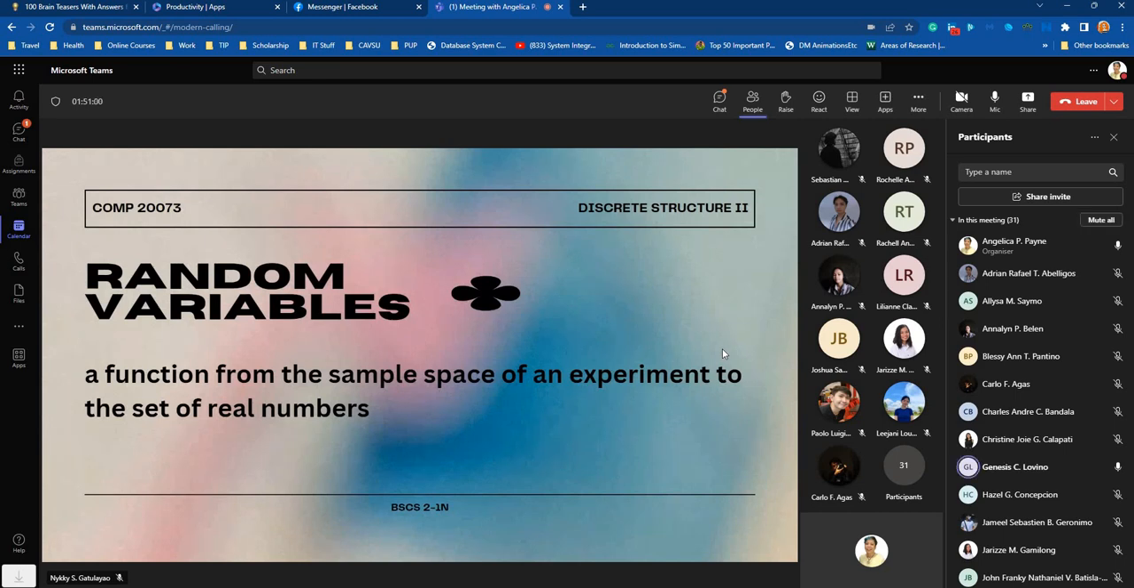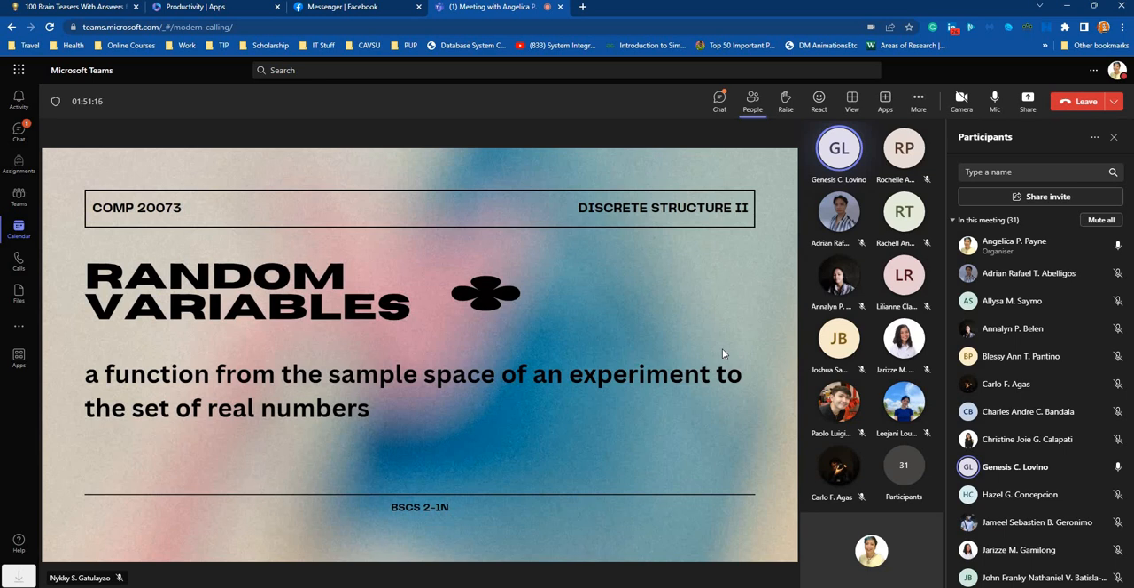Alright, so we're going to discuss random variables now. Medyo madali lang naman tong part of the lesson. So medyo maintindihan itong in a very simple way. So, what is a random variable?